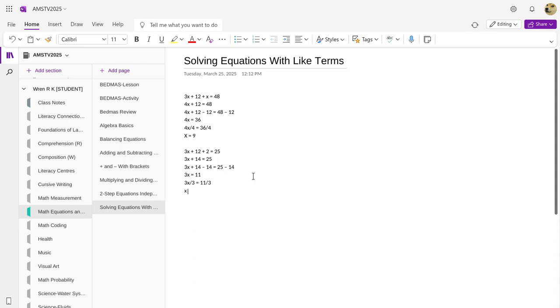So x equals, come on calculator people, 11 divided by 3. It's 3.67, which will round to 3.67.